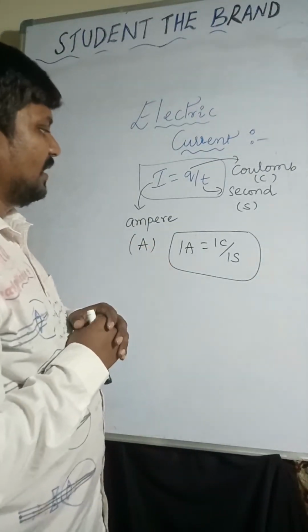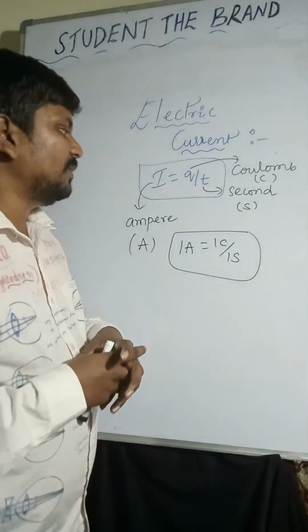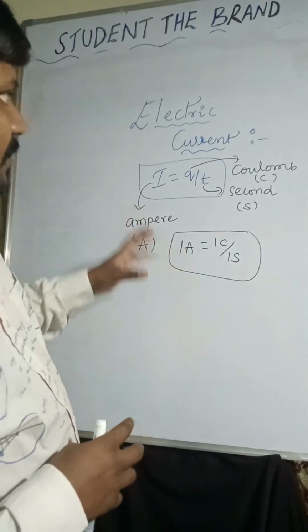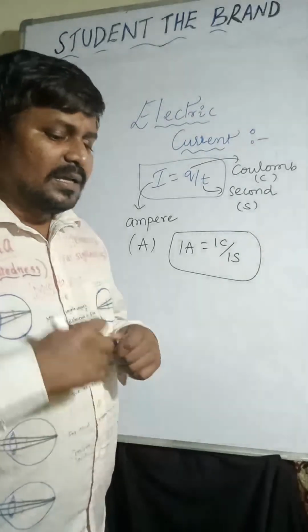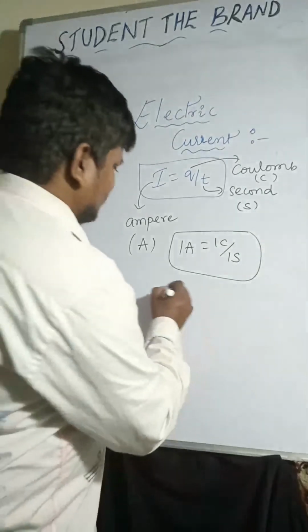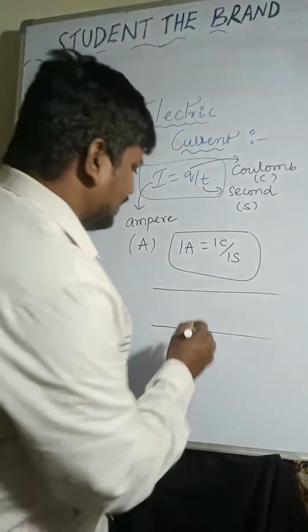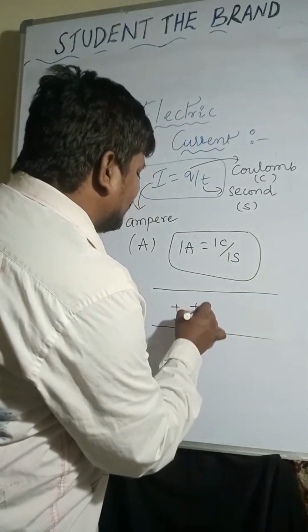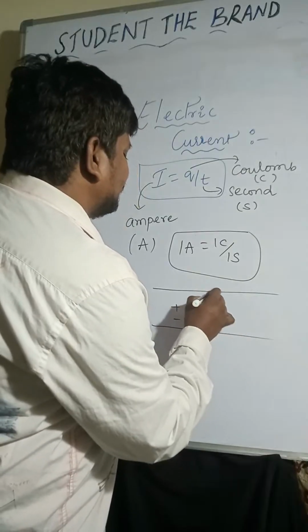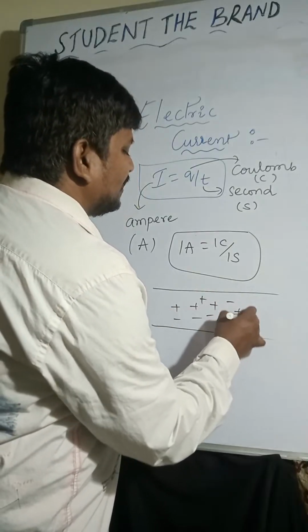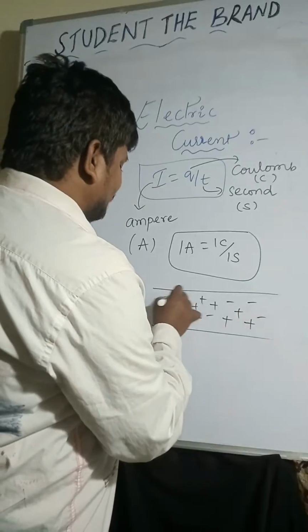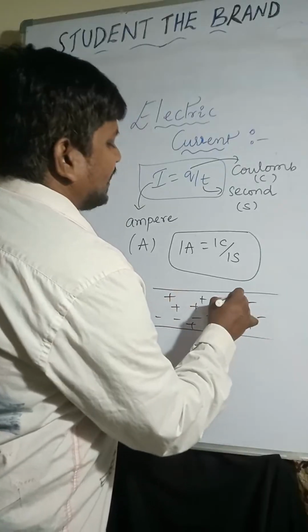I hope it is very clear. 1 ampere equal to 1 coulomb per 1 second. So this is about electric current. Now I have one question. If only one electron, only positive charge or only negative charge flows in the conductor, can we say current is flowing?